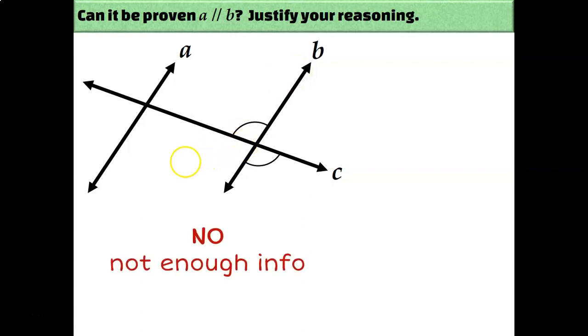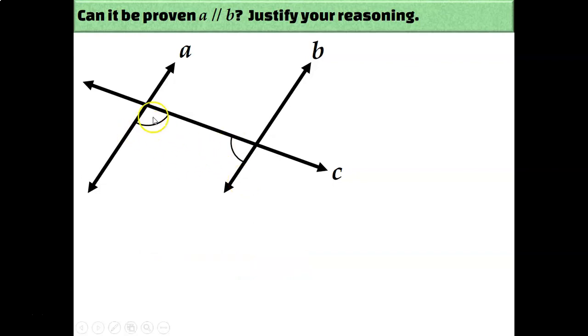No. I don't even know anything about line A. There's no angles marked at the intersection of line A and line C. This is definitely not enough information to show that A and B are parallel. So just because you have angles that are congruent in a diagram doesn't necessarily mean that the lines are going to be parallel. It all depends on what kind of pair of angles they are.